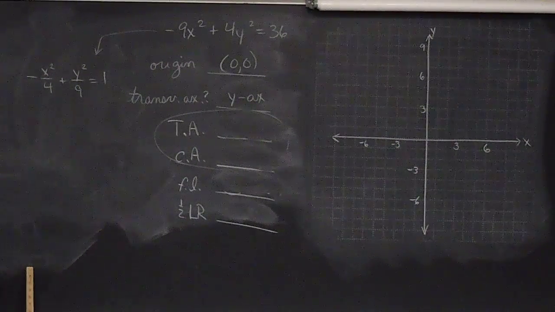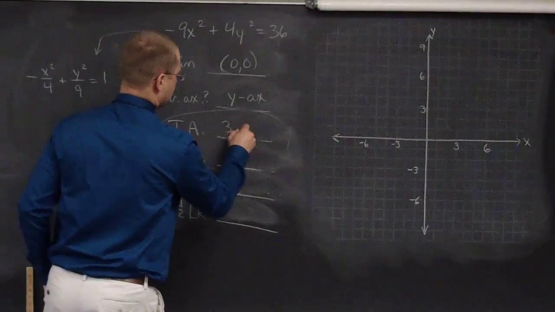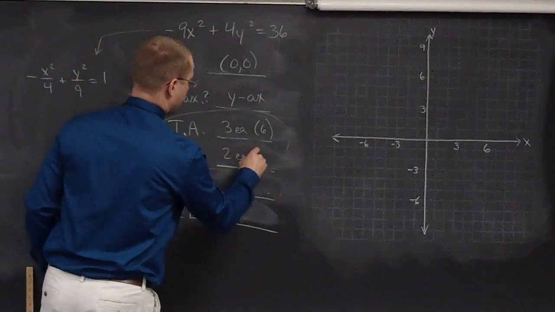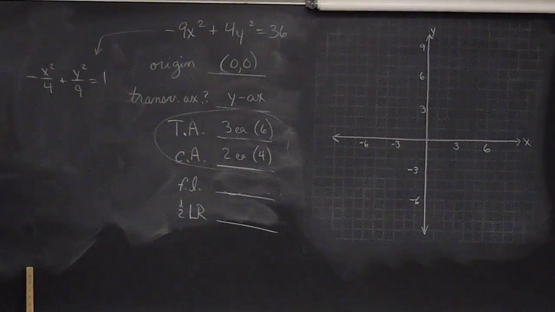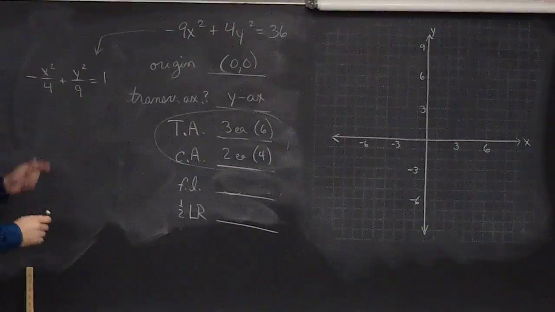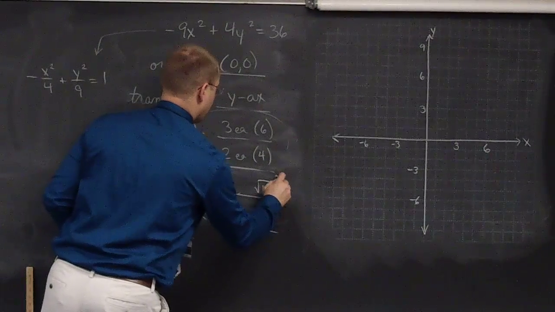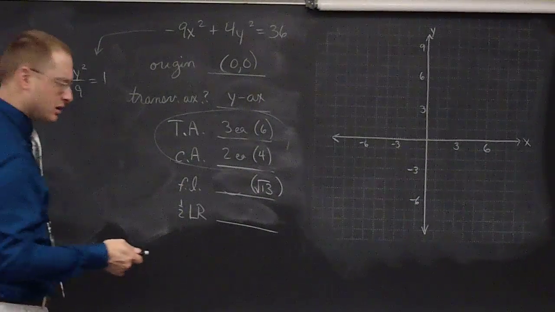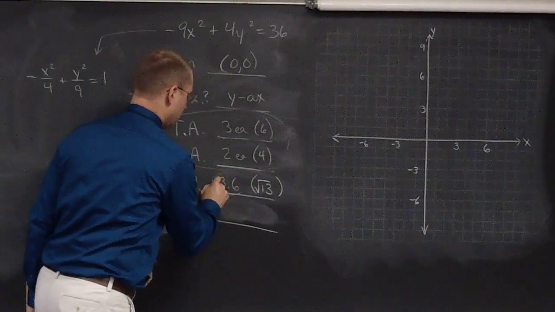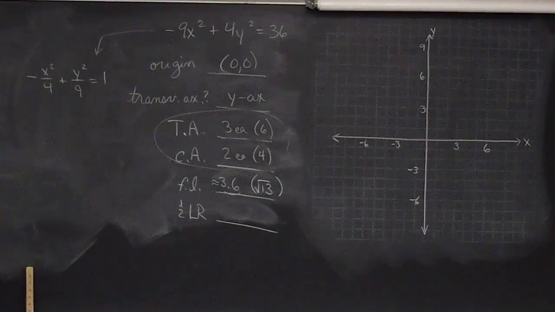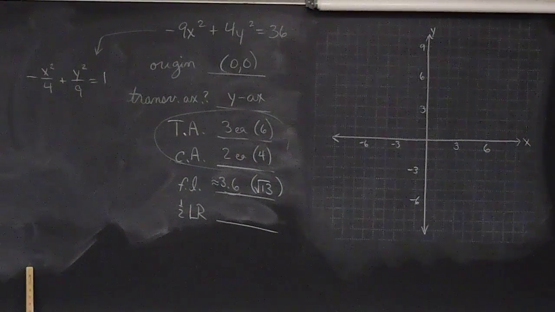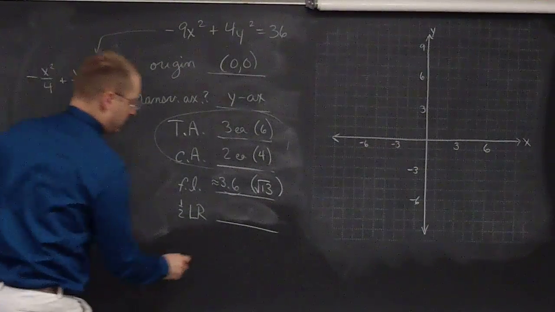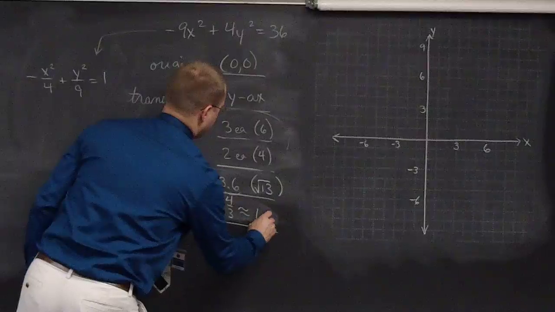How big is the transverse axis? 3 each. We could say 6. How about the conjugate axis? 2 each. We could say 4. How about the focal length? The square root of 13. But that's 3.6. All right, and then the half lateral recta. Remember, the b squared is the one with the negative, divided by the square root of this one, the a. 4/3, which is approximately 1.3.